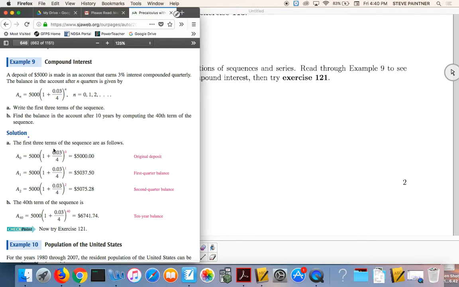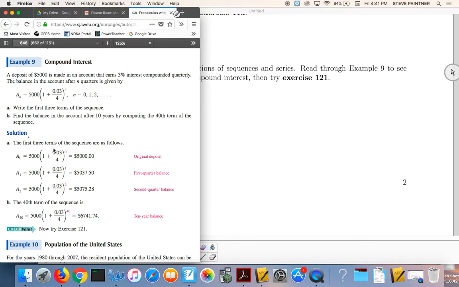So what they're telling you here in example 9 is that a deposit of $5,000 is made in an account that earns 3% interest compounded quarterly. Compounded quarterly means they compound it 4 times a year. The balance in the account after n quarters is given by a sub n equals 5,000 times 1 plus 0.03 over 4, to the nth power. You don't need to worry about how they got this, or you can come ask us if you want to know why this formula is true. They're basically giving you a sequence that tells you the amount of money in your account after n quarters. And a quarter is every 3 months.